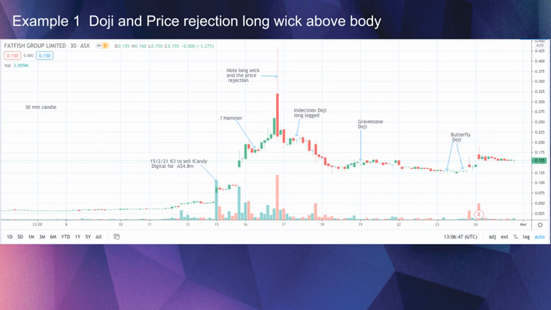But as well, you're supposed to look at the volume. As you can see, you've got volume there. So you see at the beginning there, the company made an announcement. Buyers started buying.